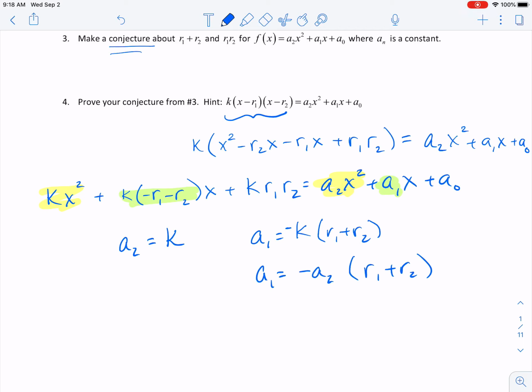Yes, the sum, not the product. Oh my goodness, I'm so sorry. It's too early in the morning. I need more coffee. Let me try that again. We have a1 is equal to a negative a2 times the sum of those two roots. So therefore, this implies that the sum must be equal to a1 over a2, and somewhere you're going to have a negative.